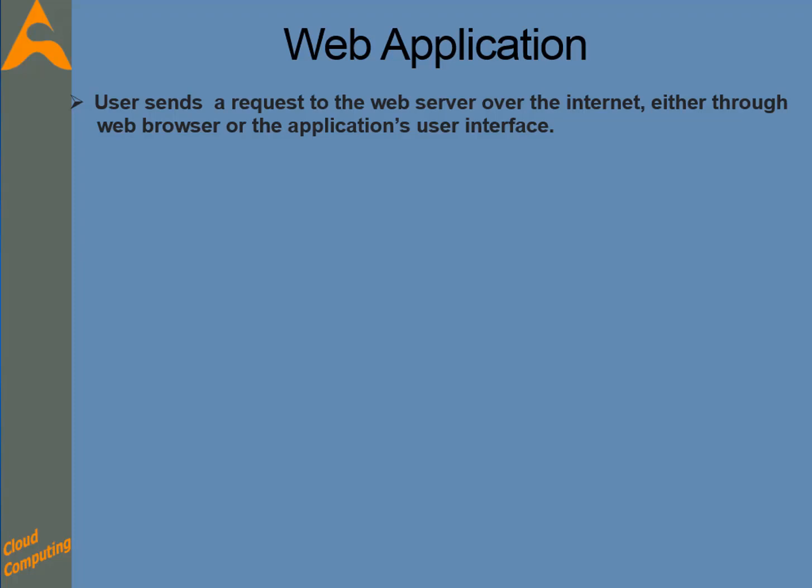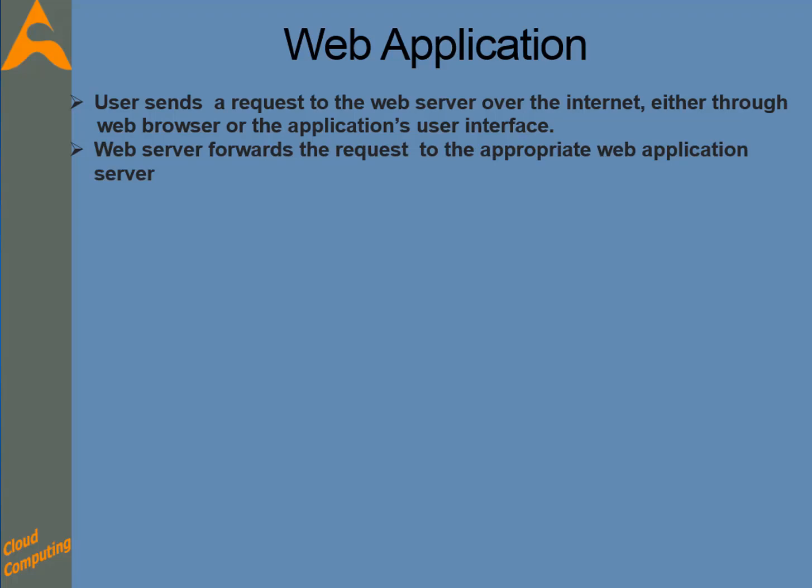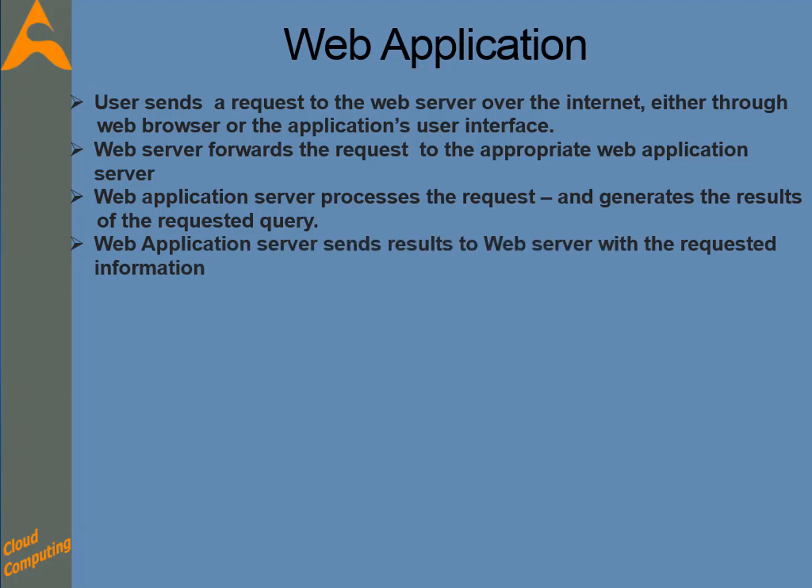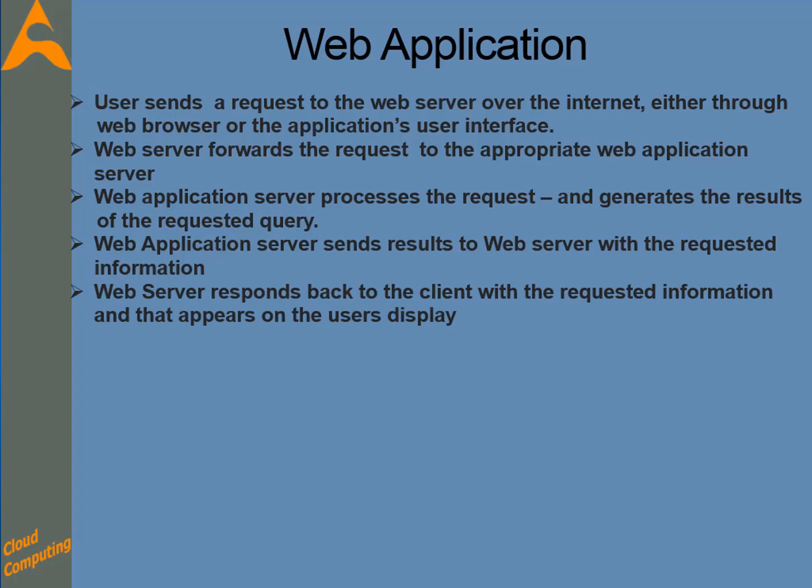The user sends a request to the web server over the Internet, either through a web browser or the application's user interface. The web server forwards the request to the appropriate web application server. The web application server processes the request and generates the results of the requested query. The web application server sends results to the web server with the requested information, and the web server responds back to the client with the requested information, and that appears on the user's display.